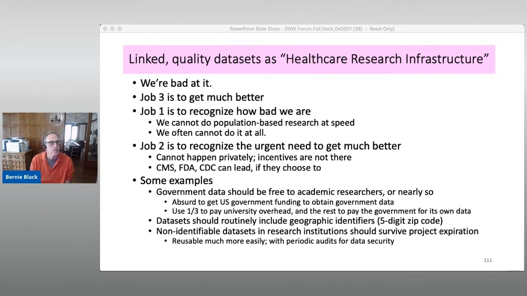Data sets should routinely include reasonable geographic identifiers like 5-digit zip code. That shouldn't be something special, something that risks re-identification. As long as it's being used in a research space, right? As long as it's being used by people who can maintain data security. And then these non-identifiable data sets, like Medicare claims data, should survive project expiration. We shouldn't have this find another project or you have to destroy your data. Why? I'm at Northwestern. We'll keep the data secure, check our data security, but let us keep the data for the next project. Next slide.